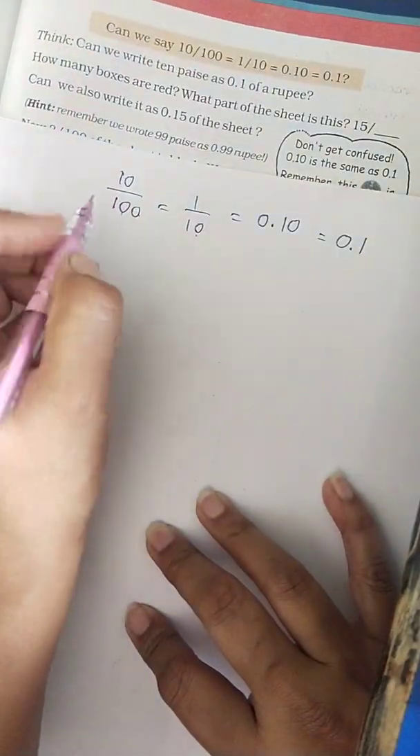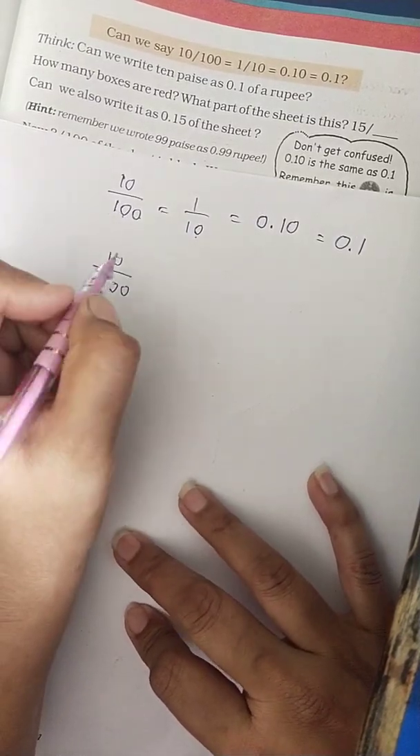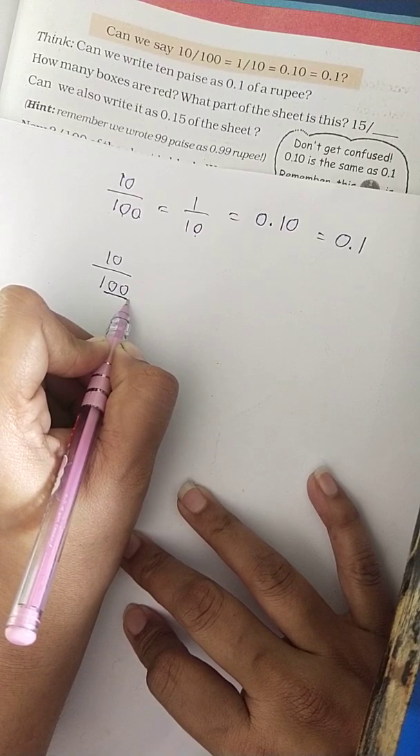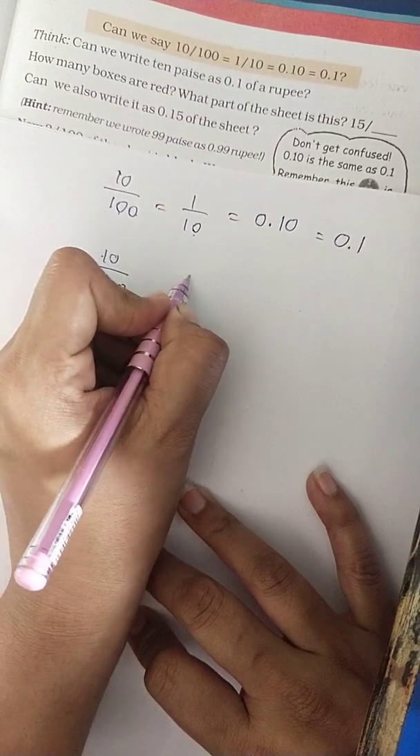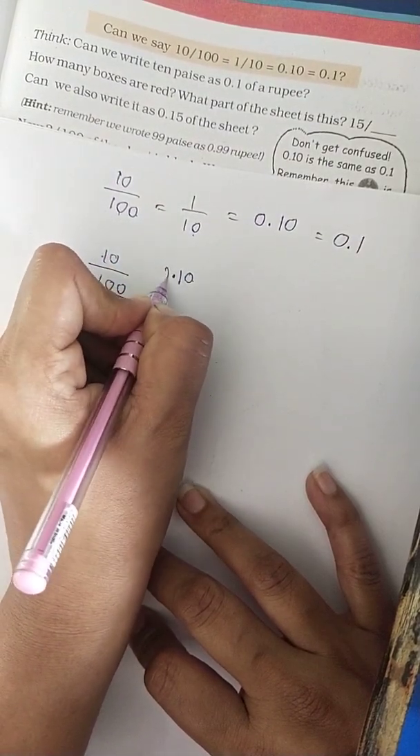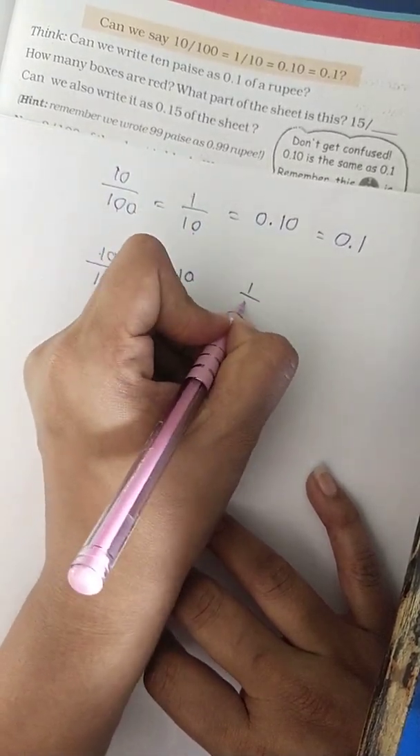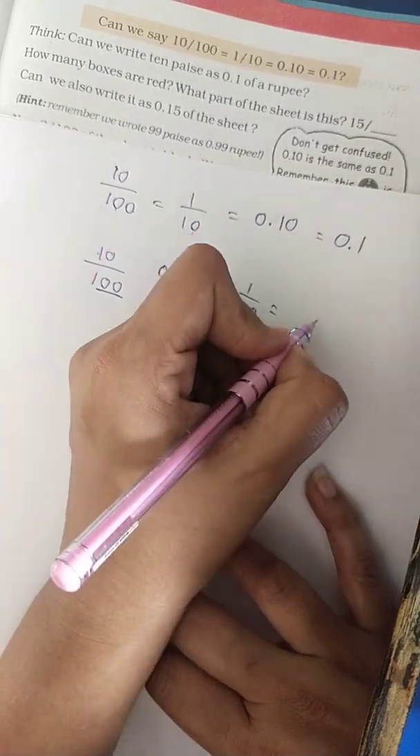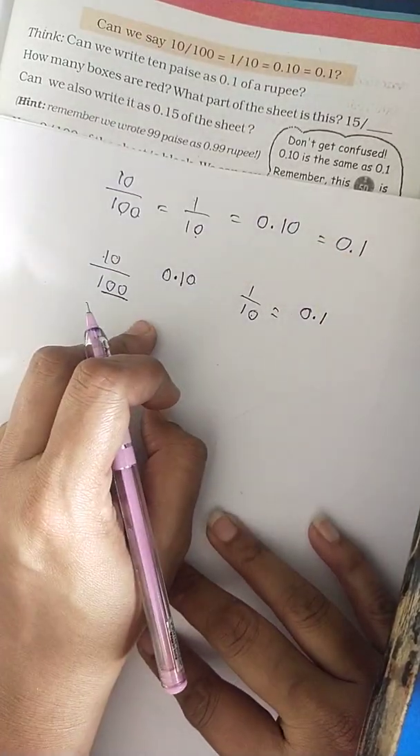So here 10 upon 100 we have to write as a decimal. How many 0s do we have? 2. So we put our decimal point after 2 digits. 1 and 2, start from the right. 1, 2. Here the decimal point and 0. So 0.10. And for 1 upon 10, we keep the decimal point after 1 digit. So here 0.1. So all are equal?